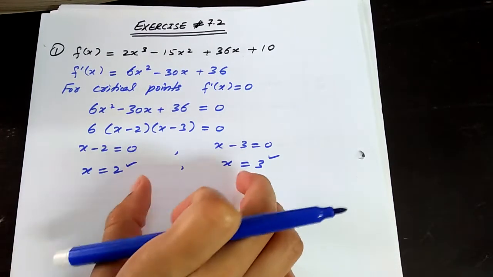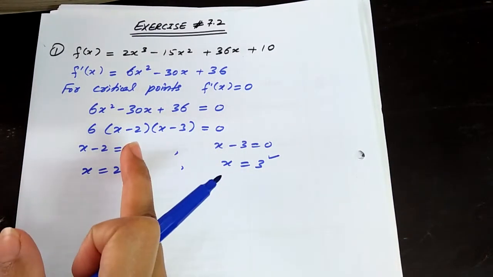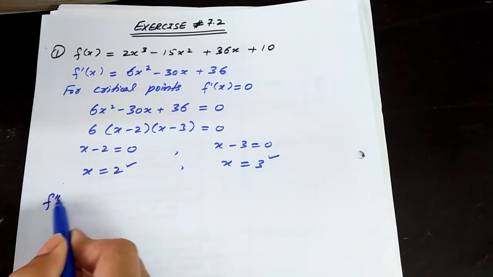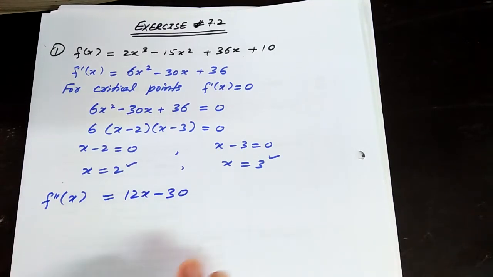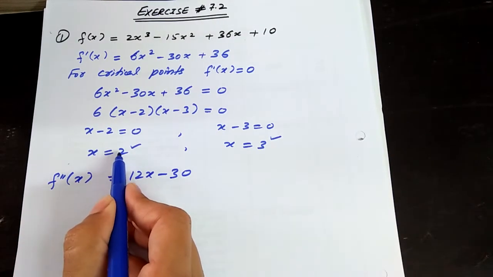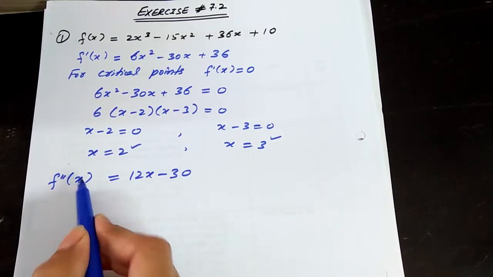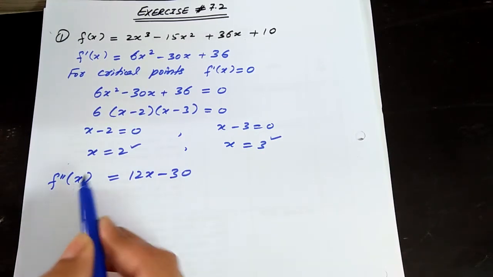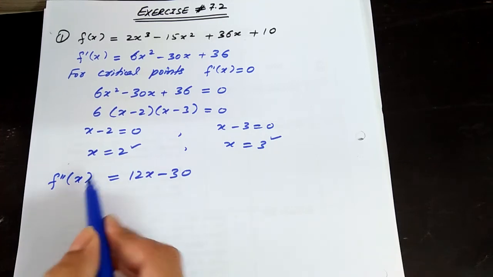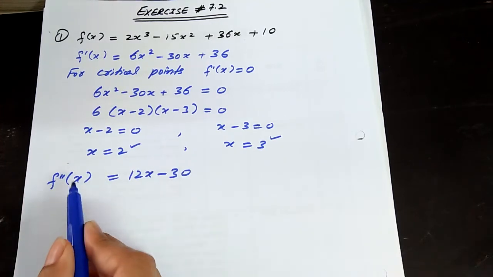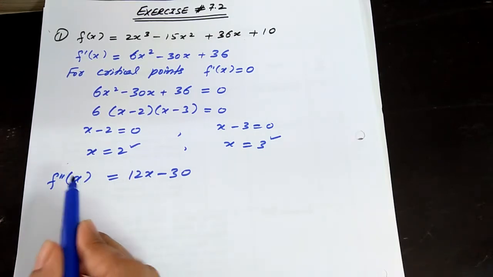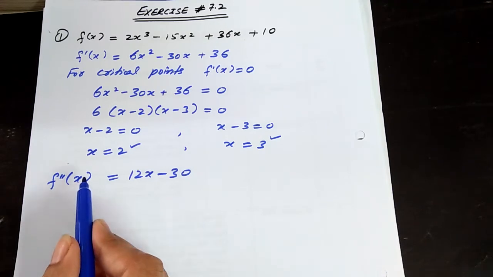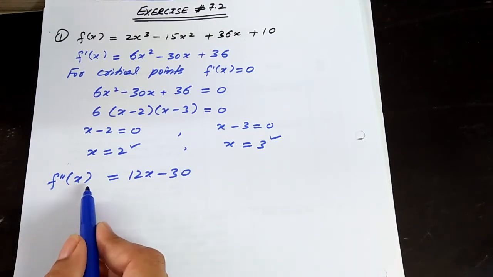Now we need to use these critical points in the second derivative. So the second derivative is 12x minus 30. Now one by one take each critical point, put it in and observe the behavior, whether the double derivative is greater than 0 or less than 0. If the double derivative is greater than 0, then we have the relative minima at that point. And if the double derivative is less than 0, then at that point of x we have relative maxima.